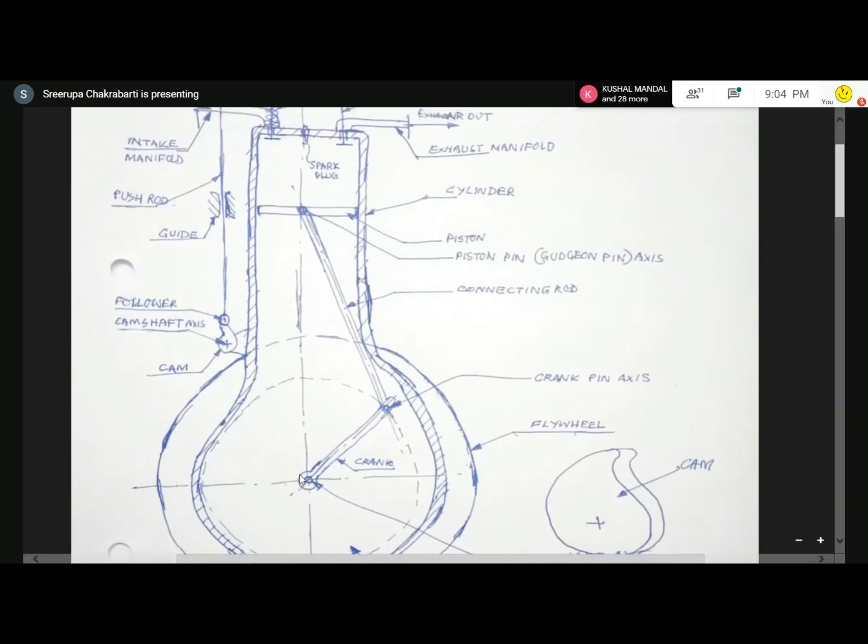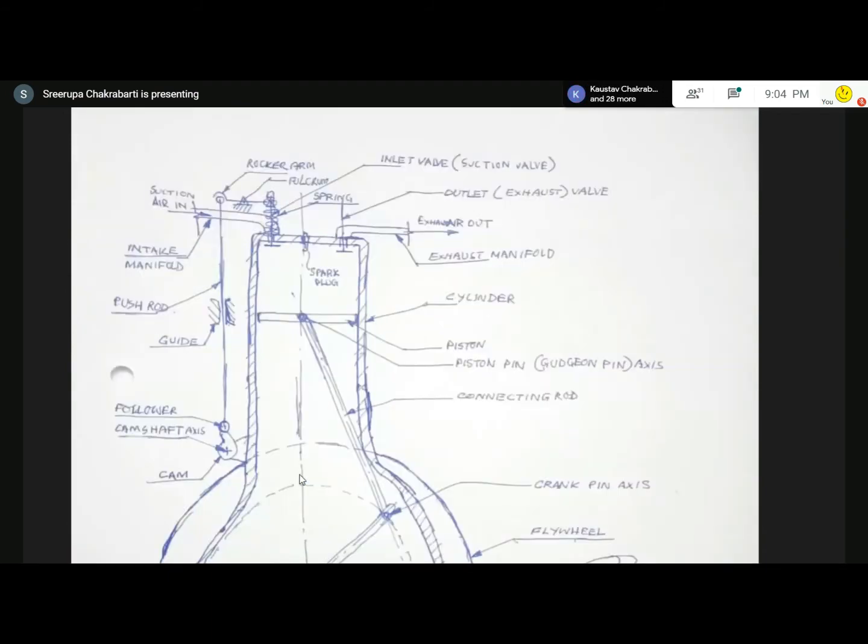So this is the operation of a 4-stroke engine. I am telling you, it's quite difficult without the engine in front of you and without the glass, but I am trying my level best. Have you understood it?